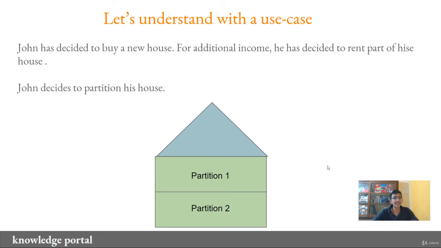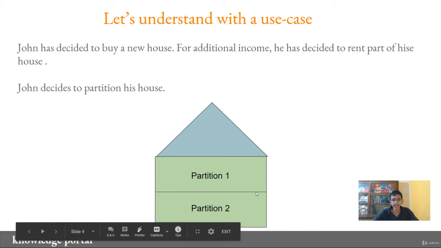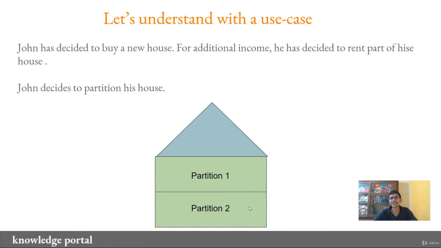Now let's understand the second part of this analogy, where John has decided to buy a new house, and for an additional income he has decided to rent a part of his house. So in order for John to be able to rent it, John has decided to partition his house. So this house he has partitioned into two, so that one part of his house he can go ahead and rent.